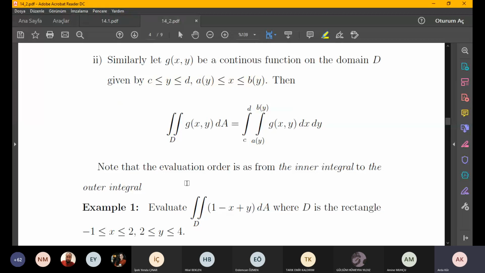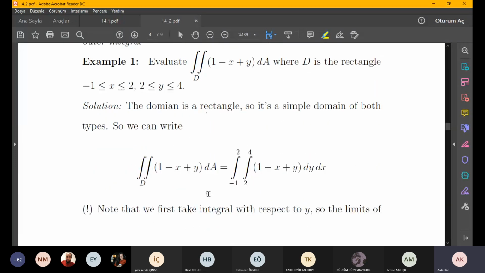And again note that the evaluation order, or the integration order, is from the inner integral to the outer integral. Which means you have to compute the inner integral first, and after that you will compute the outer integral.